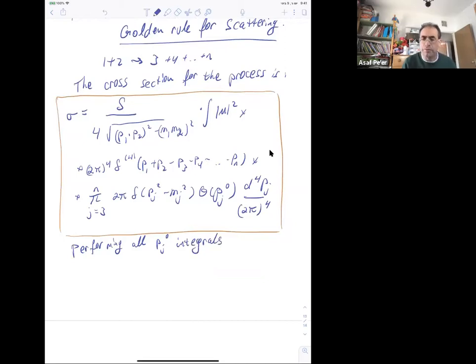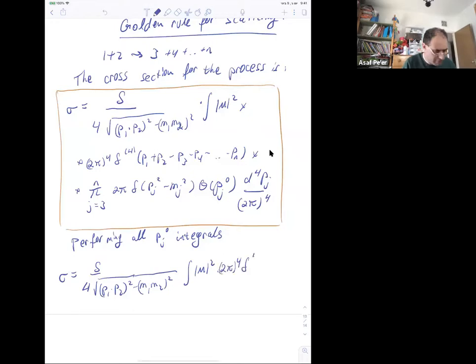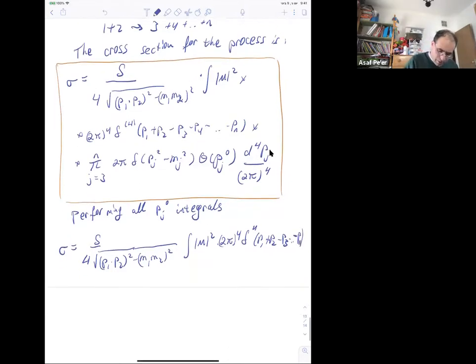There's no need for me to repeat those again. You can simply go over the calculation at home or read it in a textbook if you like. Then you end up with sigma equals S over 4, again, the square root of (p1 dot p2) squared minus (m1 m2) squared, times the integral of |M| squared times (2 pi) to the 4 delta 4 of p1 plus p2 minus p3 minus pn, multiplied by the product over j from 3 to n.